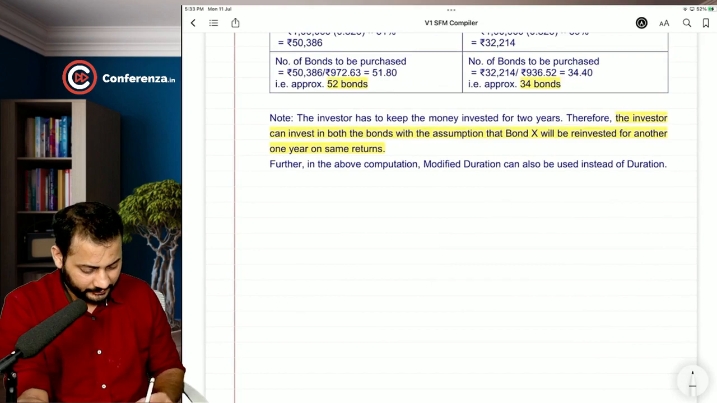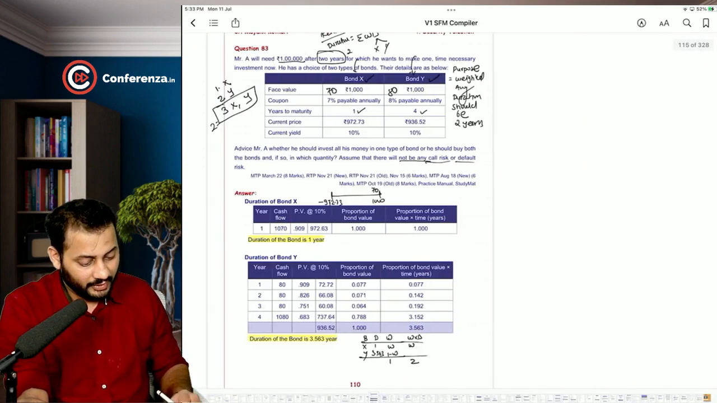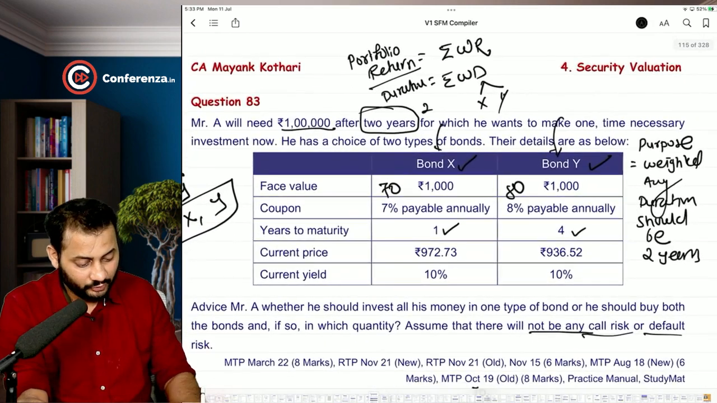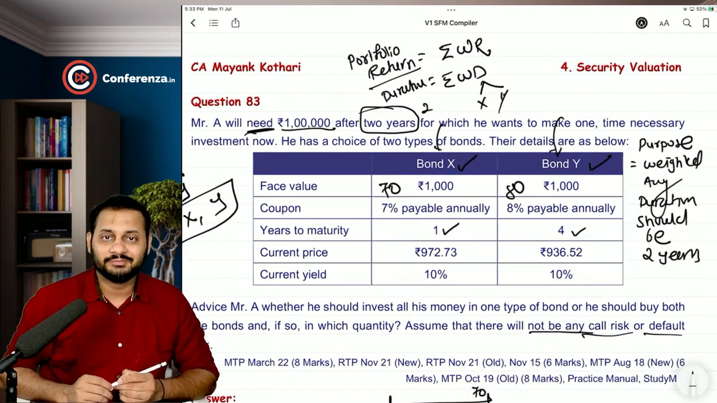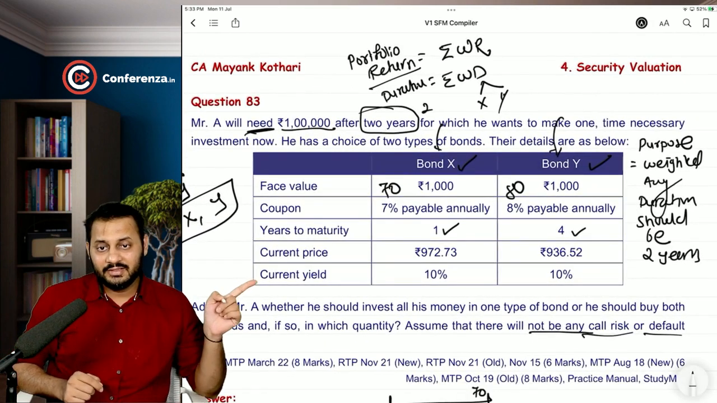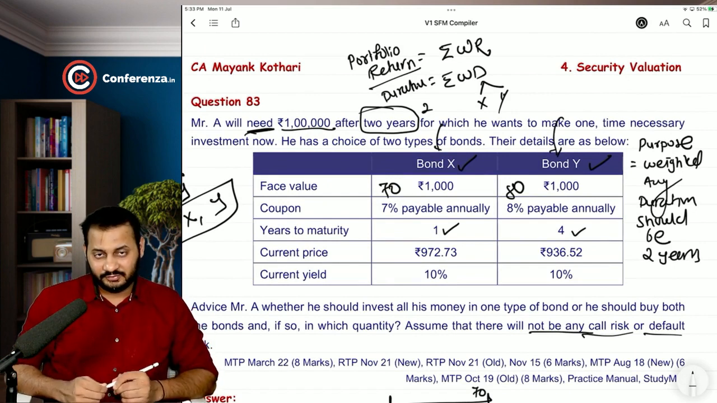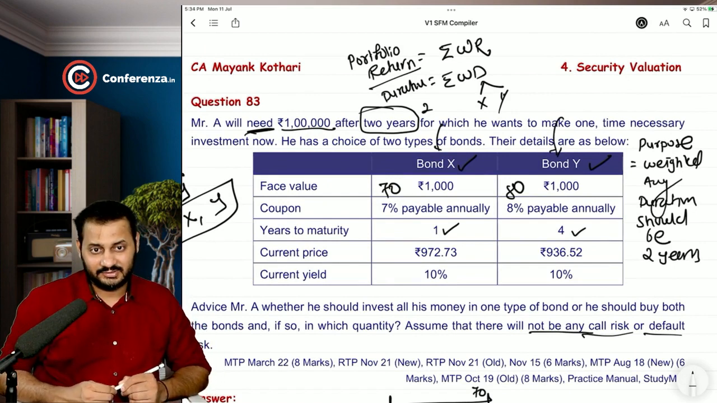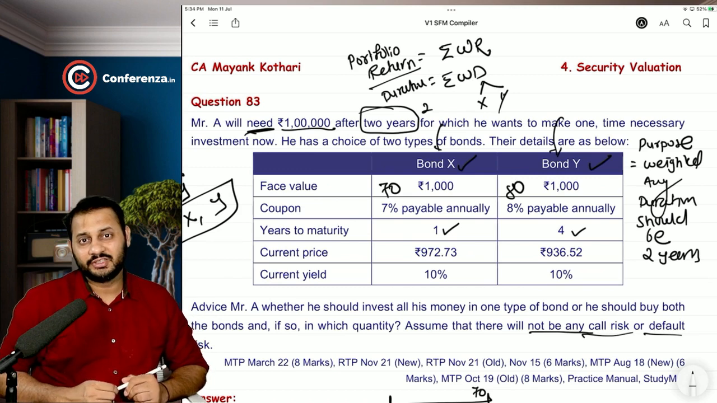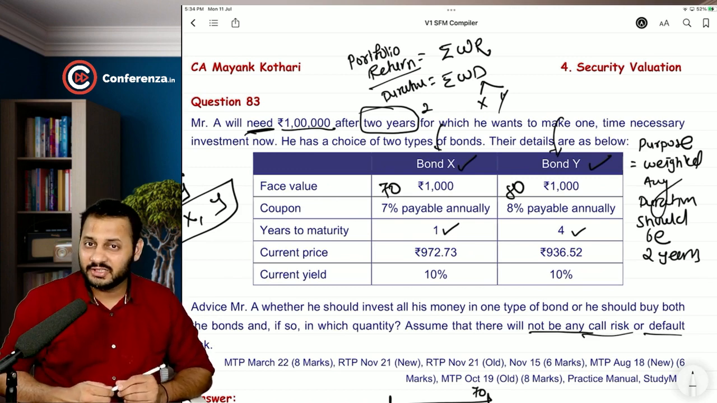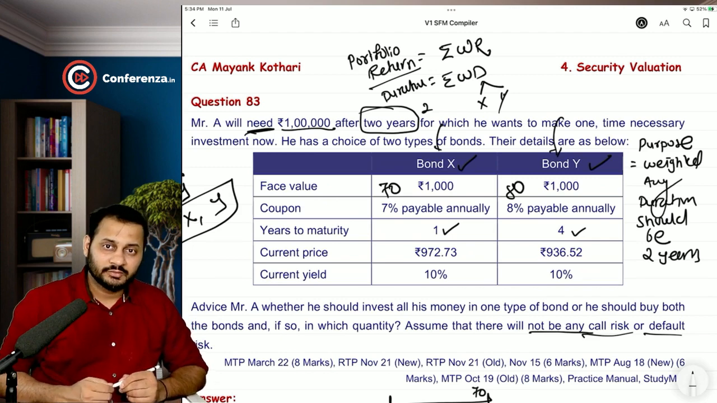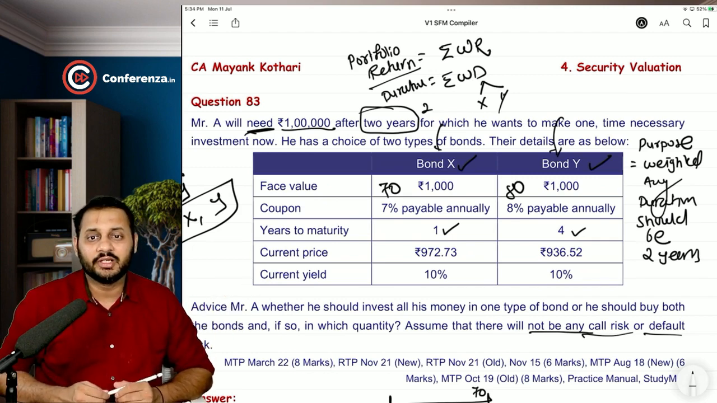Okay, one more thing. You don't have 1 lakh to invest. You need 1 lakh rupees after 2 years. And the yield is 10%. Now understand how much you should invest today. You should invest the present value of 1 lakh rupees today, so that after 2 years at a yield of 10%, it becomes 1 lakh.